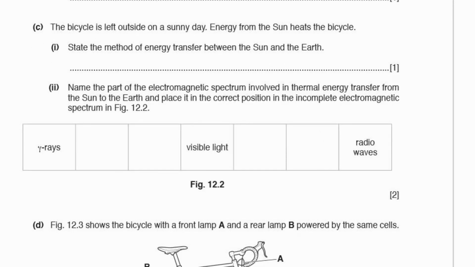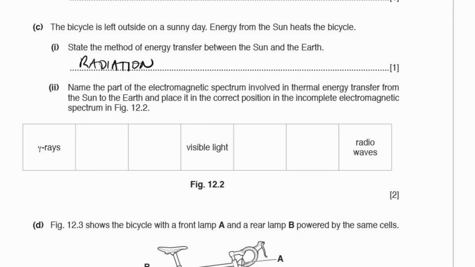Part C. The bicycle is left outside on a sunny day. Energy from the sun heats the bicycle. State the method of energy transfer between the sun and the earth. Well, at that point it's radiation. The energy is radiated out.